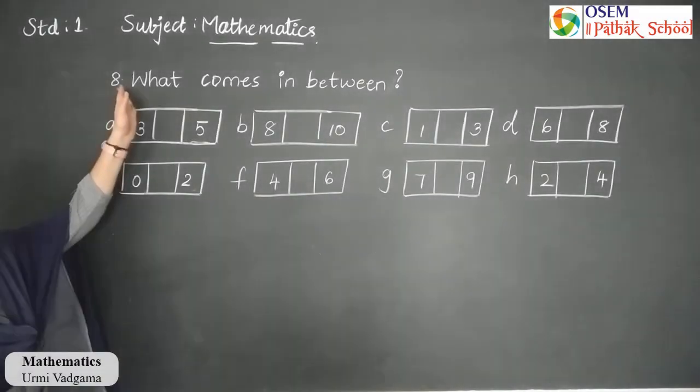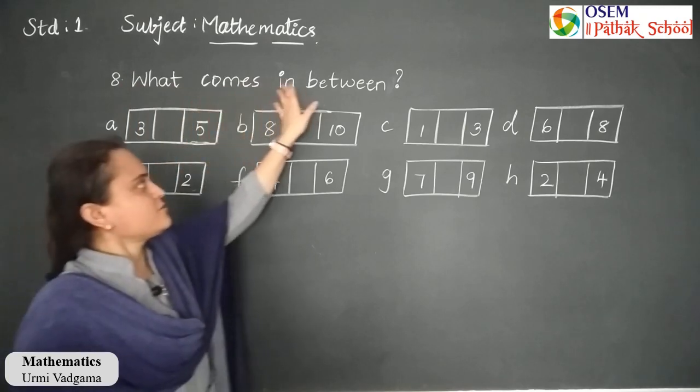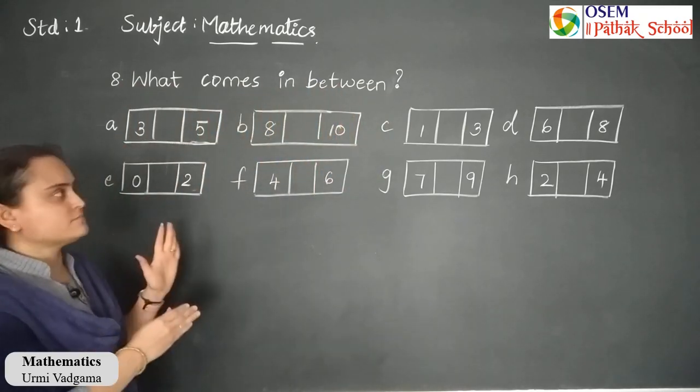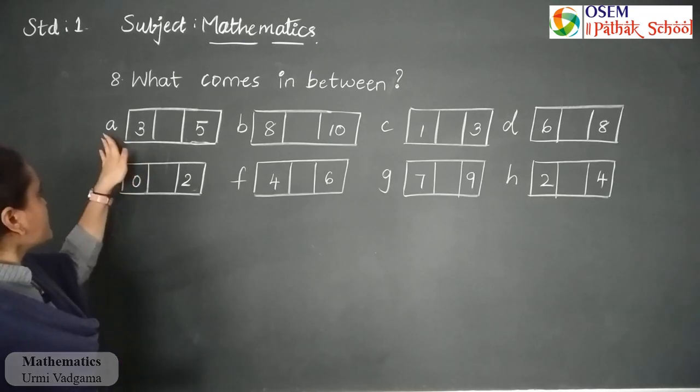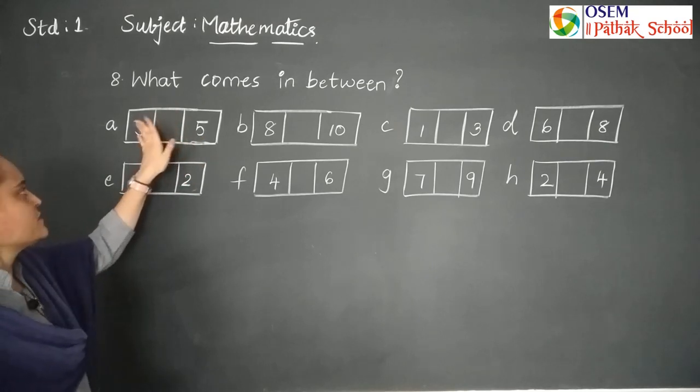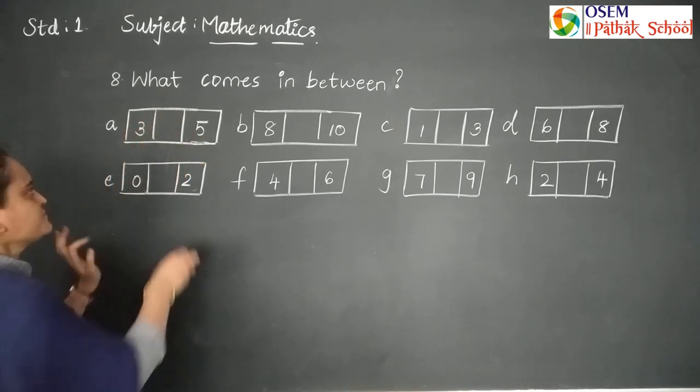Now, question 8. What comes in between? What is meant by in between? Then keep each number, the middle number. Okay, then A, 3 and 5. Which number will come here in between? 3 and 5, it will come 4.